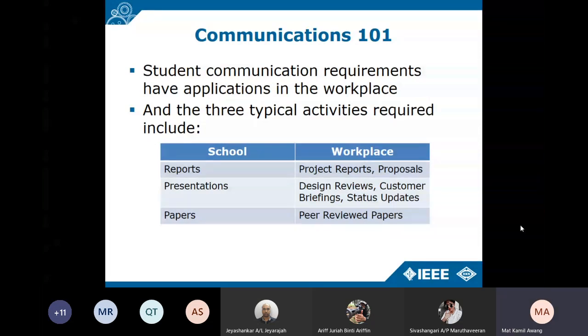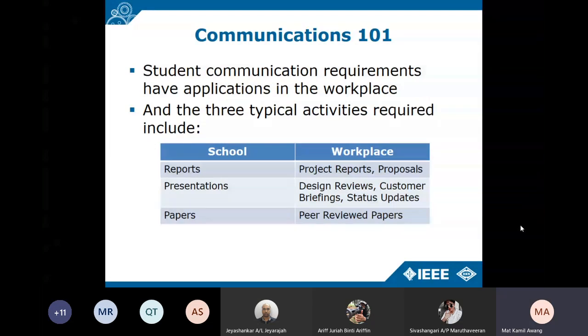Another one is the customer briefings. Once in a while, engineers are required to give a technical presentation to the customer, to brief the customers on the technical matters. Normally, you have sales people and marketing people who deal with the customers. But in the technical field, technical sales, most of them are sales engineers who will do the briefing to the customer on the technical part. And of course, you have to present a status update of your projects, on a weekly, bi-monthly, or quarterly basis. Those are the types of communication in the form of presentation that you need to do when you work.